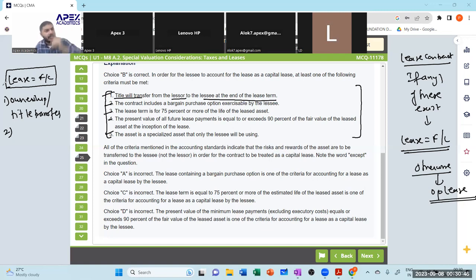What is the first point? Ownership or title transfer. Unmute everybody. I want everybody to unmute. Doesn't matter where you are, unmute. Say ownership/title transfer. Say these words, ownership/title transfer. Say it, I'm waiting. Ownership/title transfer. What are we doing?